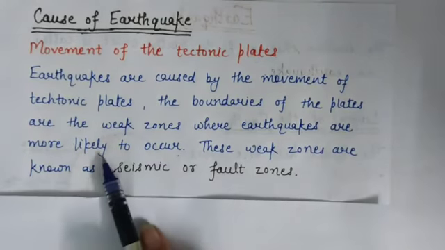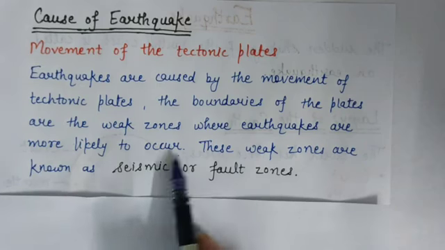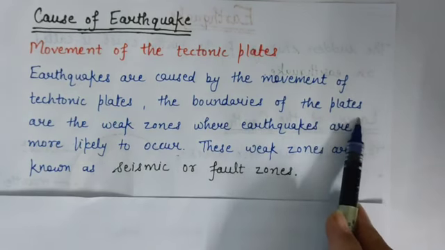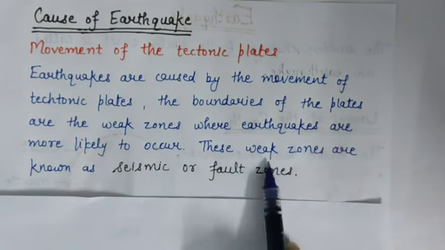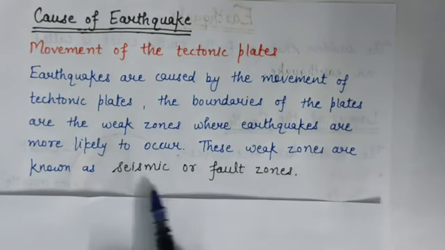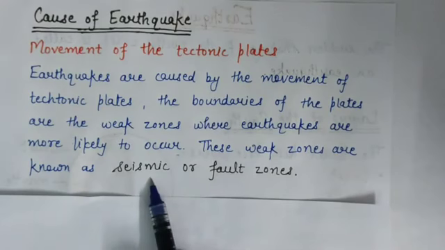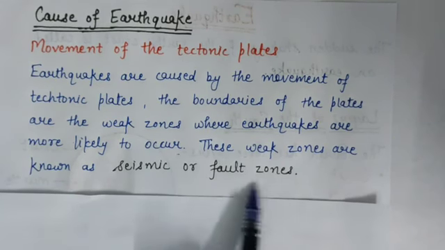It means earthquakes occur at the boundaries of the plates. And these boundaries are the weak zones which are known as seismic or fault zones. It means indirectly we can say earthquakes are more likely to occur in the seismic or fault zones.